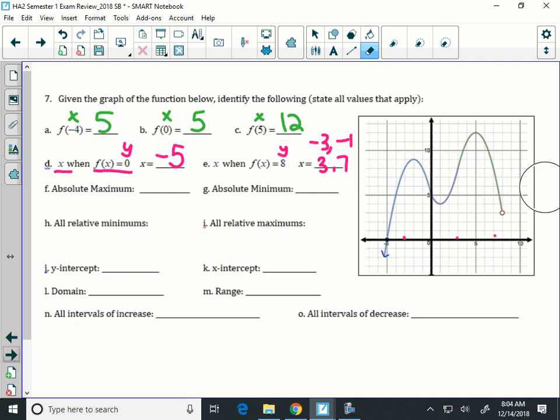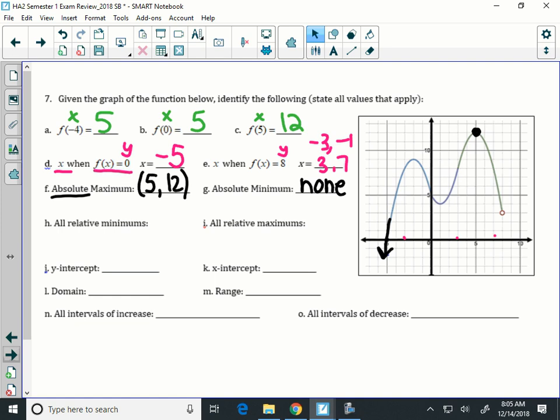All right, next it asks you for the absolute maximum. Remember that absolute maximum means the very highest point on the graph, which would be this point right here. That looks like it's at 5, 12. Now the absolute minimum would be the very lowest point on the graph. But notice here on the left, this part of the graph has an arrow that goes down forever. Because the graph never stops going down, there is no absolute minimum.